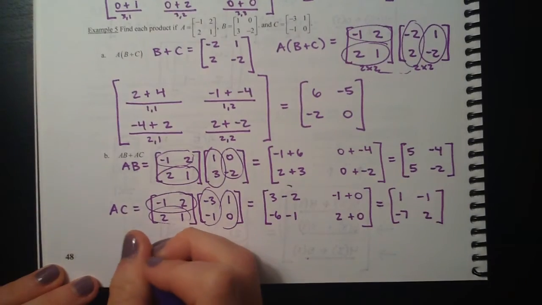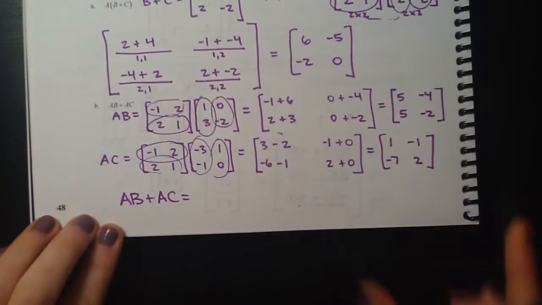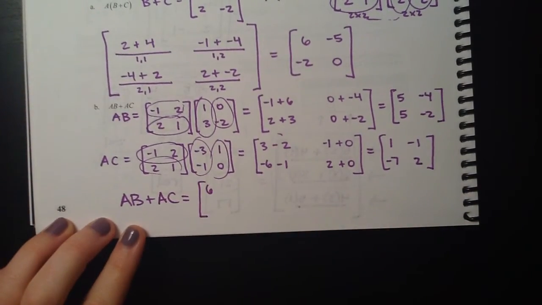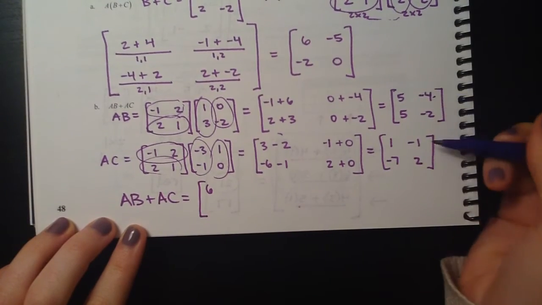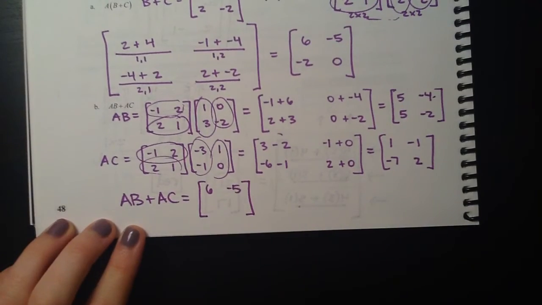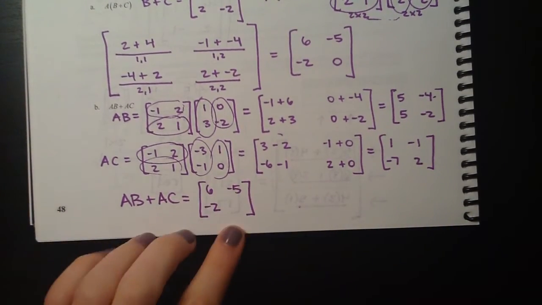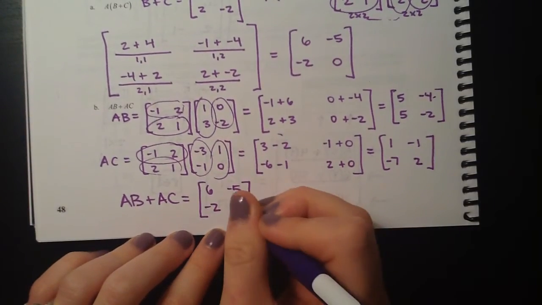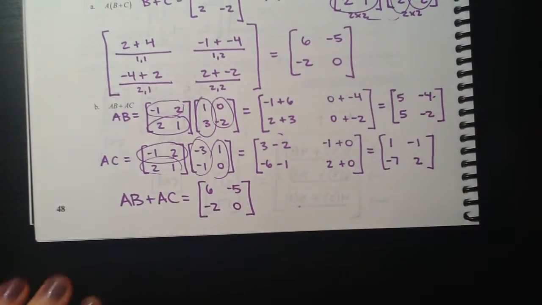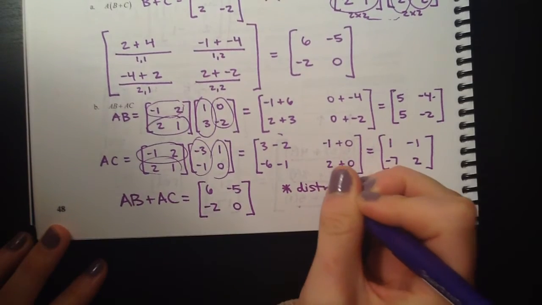Now we want AB plus AC. So we're going to take the two pieces we got, add the corresponding elements together. Okay, so 5 and 1 gives us 6 in the first row, first column. -4 and -1 gives us -5 in the first row, second column. Down here, 5 and -7 leaves me with -2. And finally, -2 and +2 leaves me with 0. So I end up with the exact same thing for both of these. So the distributive property does hold.